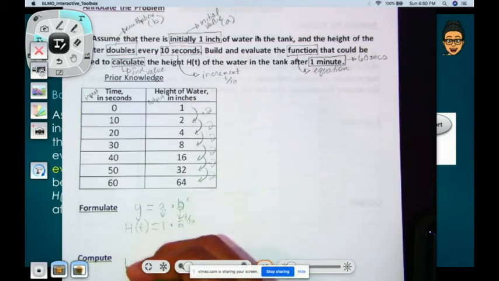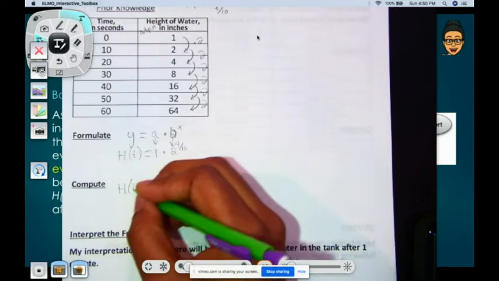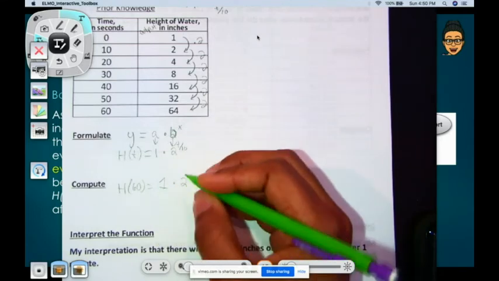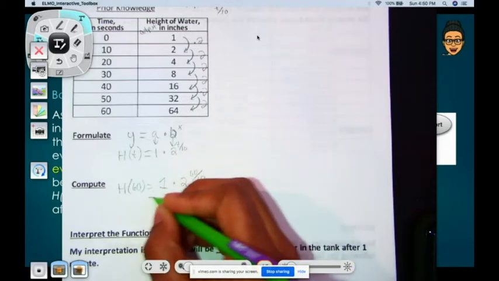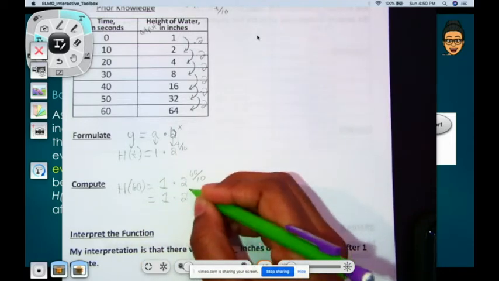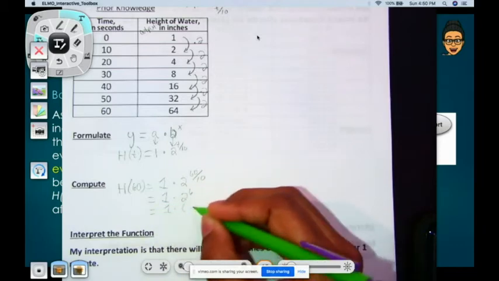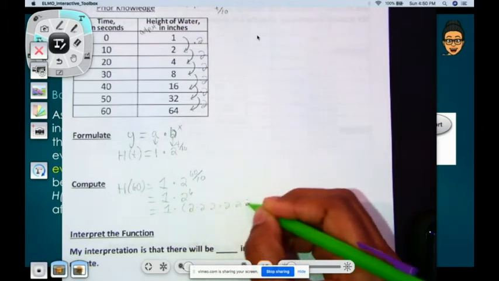I wanted to compute the height of my water in the tank given the time of 60 seconds. So I knew I would have 1 times 2, and I would have to evaluate by substituting 60 seconds for t. By doing so, I can now simplify that expression by having 1 times 2 to the 6th power. 1 times 2 to the 6th power is literally 1 times the quantity of 2 times 2 times 2 times 2 times 2 times 2.